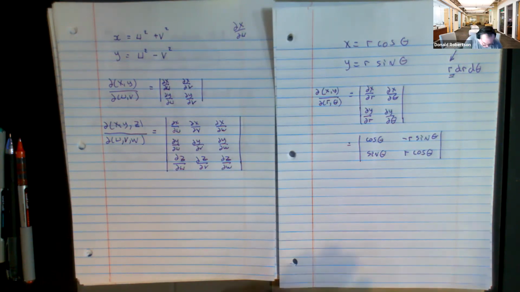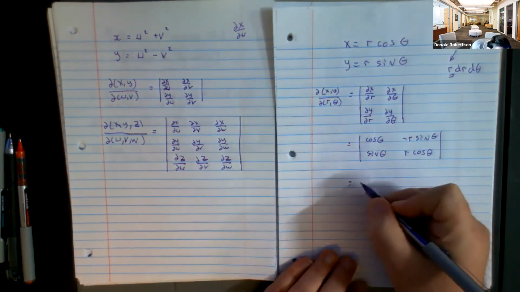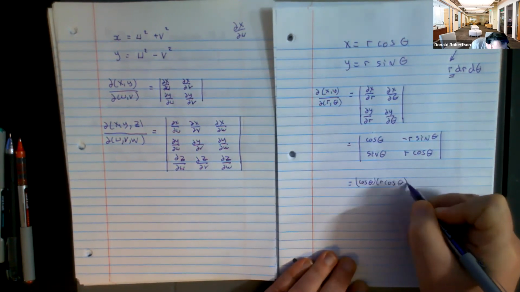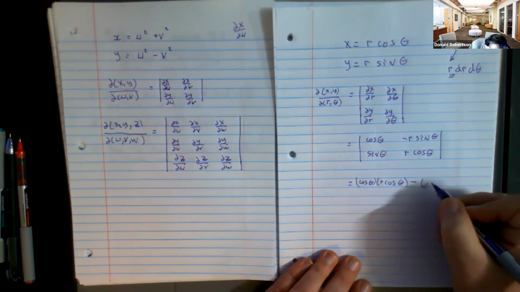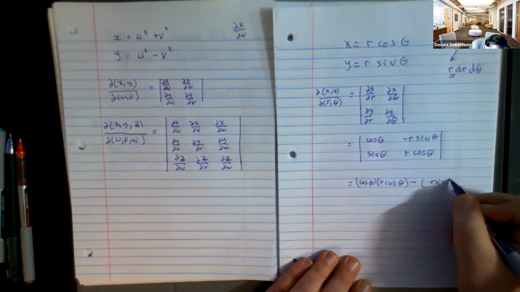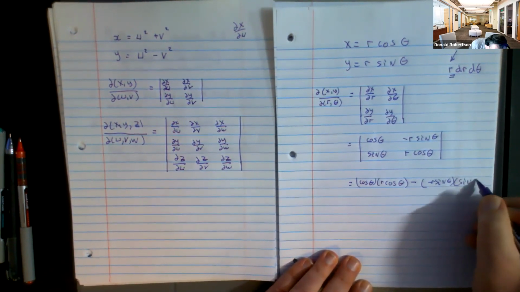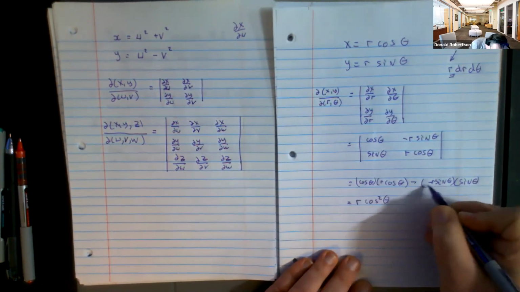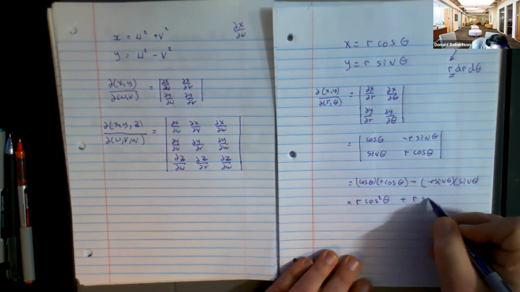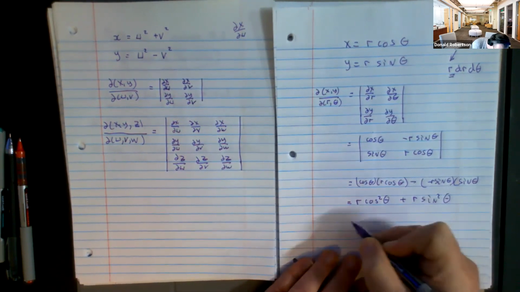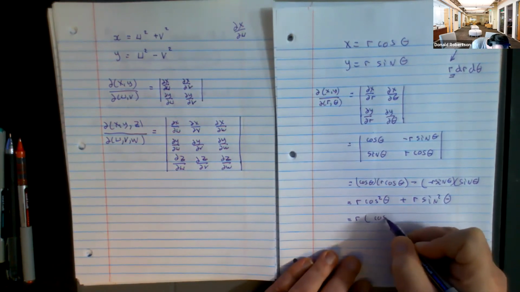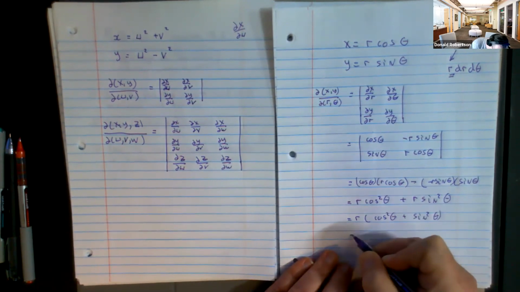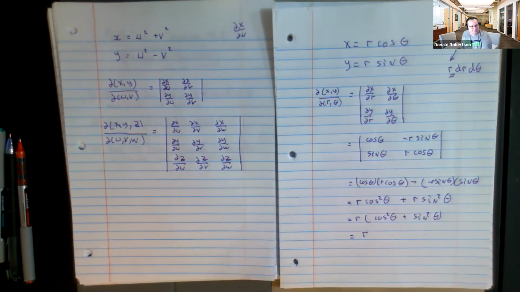Agreed? Now, major diagonal, cosine theta, r cosine theta. Subtract minor diagonal, minus r sine theta times sine theta. This gets you r cos squared theta. Two negatives become a plus, r sine squared theta. Pull out r as a common factor. And boom, they are.